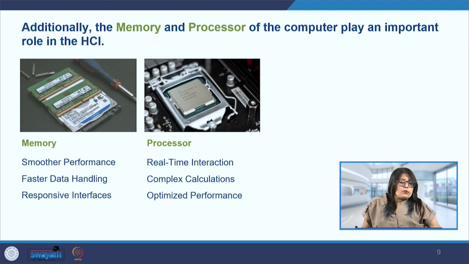Now, the next, which is the processor. So here we have real time interaction. If the system has high processing power, it allows for real time interactions, which is essential in today's time where the kind of work we are doing. So that real time interaction is important, like voice recognition, gesture control, interactive animations. These are a few things that enhance the engagement of the user with the system. So for that purpose, processor becomes important.